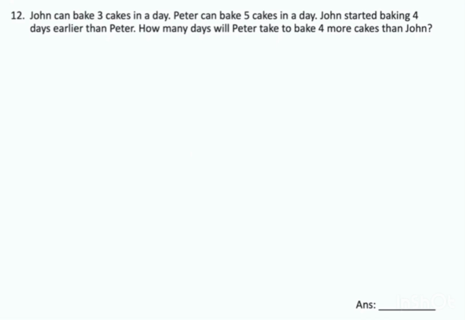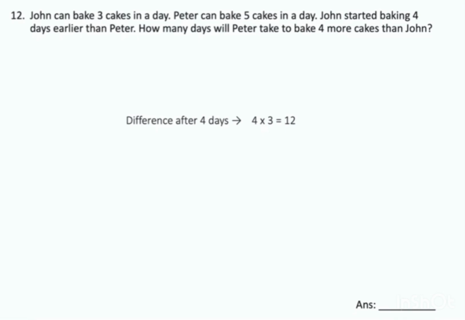And Peter, when Peter started, Peter had 0. Correct? So after 4 days, John would have 12 more cakes than Peter. Okay? When Peter started, John would have 12 more cakes than Peter. But the question is asking, how many days will Peter be able to bake 4 more cakes than John?